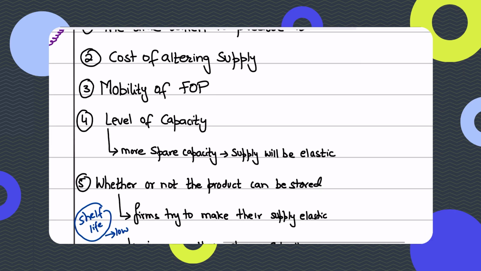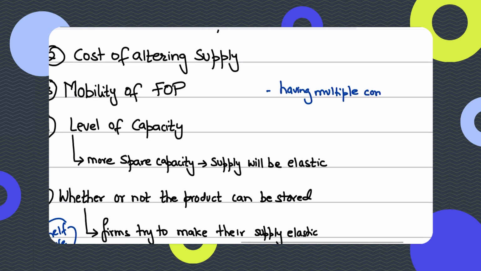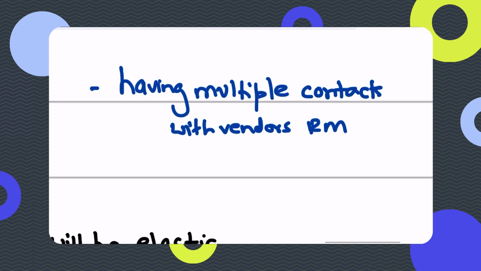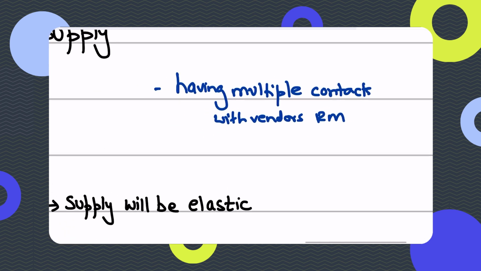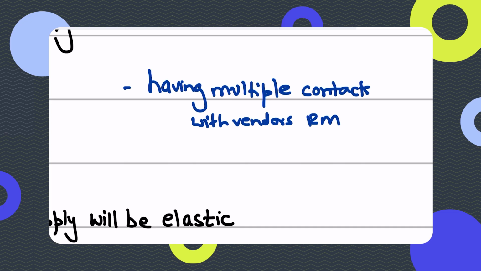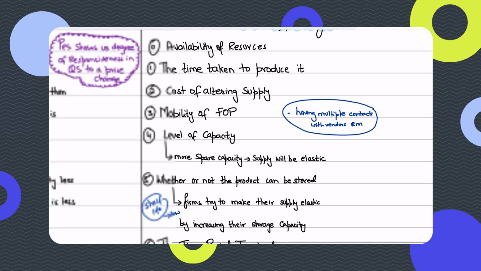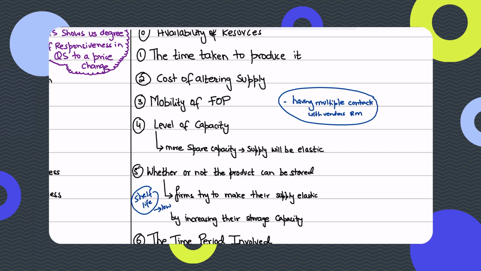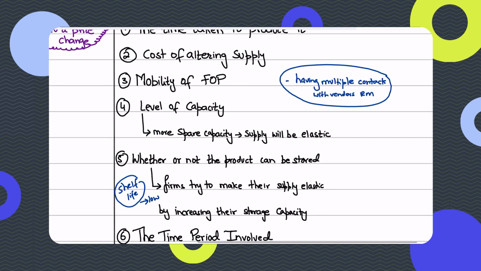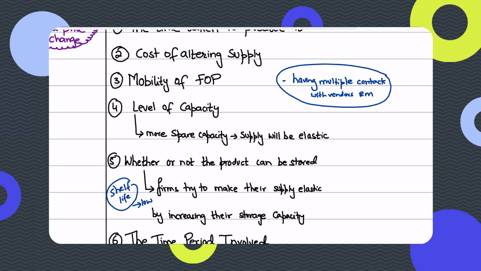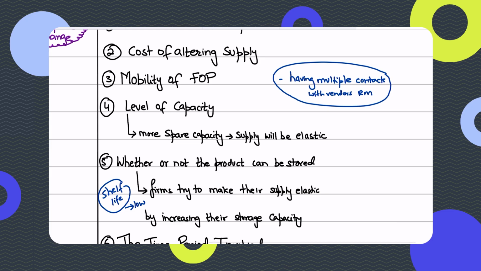By having multiple contacts, this is a point that is usually written in the marketing schemes, by the way. Having multiple contacts with vendors of raw material, let's say. So if one raw material vendor backs out or ditches you in the end, then you have multiple raw material suppliers at your disposal. So this is another way that you could make your supply more elastic over time. Or by improving the shelf life of your product, so that the product becomes more durable over a longer period, and you could store it as well, investing in storage capacity.